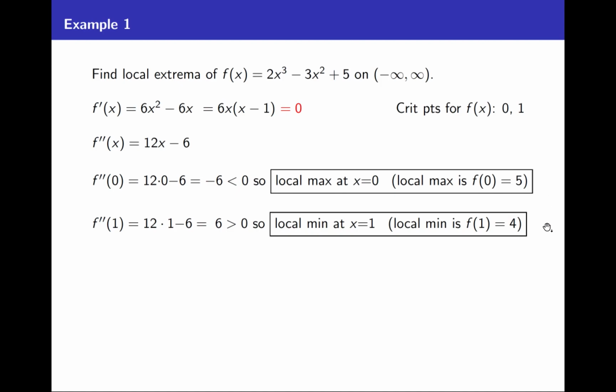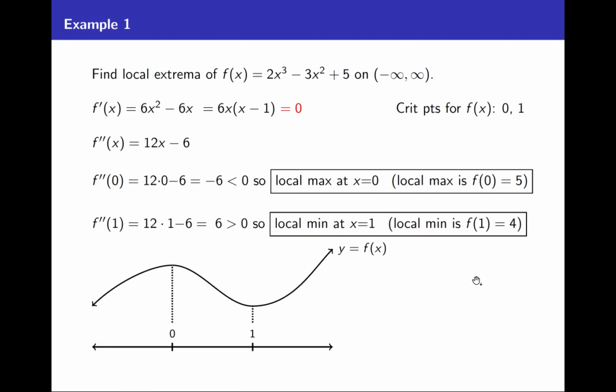And that's it. We've just found our local extrema, just in these 5 lines. The second derivative test can be very simple, as you can see. And real quickly, here's the picture of y equals f of x that we drew when we solved this problem the first time. And you can see you've got a local maximum at 0 and a local minimum at 1.